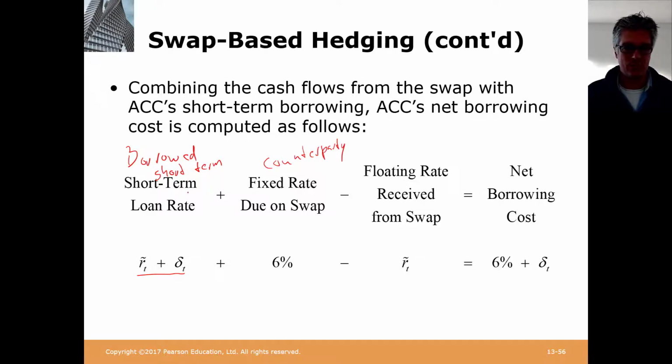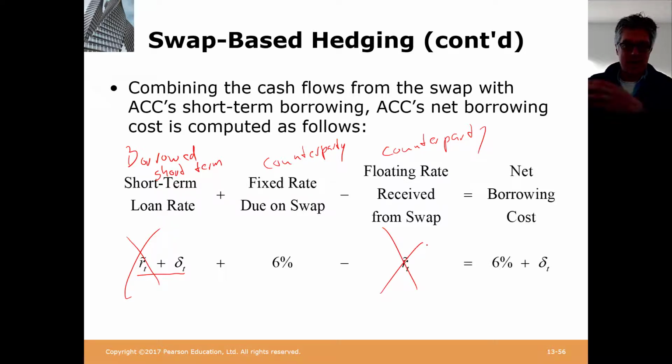I'm paying back my short-term loan, and I'm paying this counterparty with whom I engaged in this fixed rate swap. But then in exchange, from this counterparty, I'm receiving this floating rate that I'm getting from the swap. So this means that the short-term loan rate that fluctuates over time, that I'm paying each period, cancels out against the floating rate that I'm receiving from the swap.